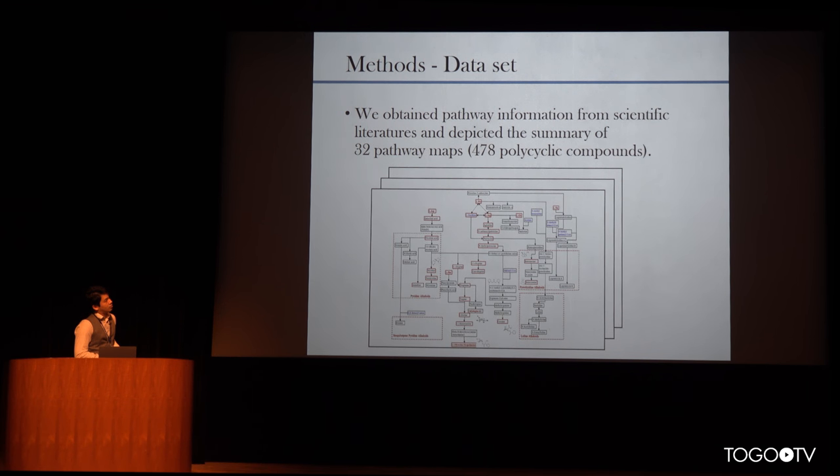Next, I'd like to talk about my method and data set. Initially, we accumulated 468 polycyclic compounds whose metabolic pathways were available in 67 references. We obtained pathway information from scientific documents and summarized 32 pathway maps in this table.